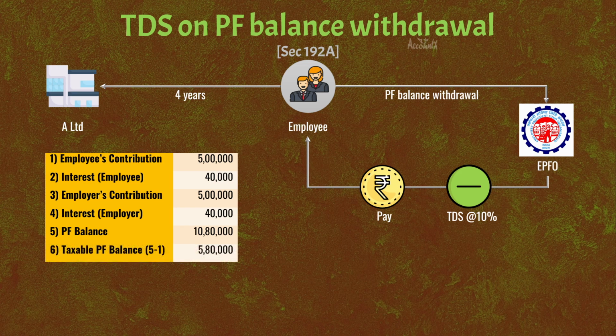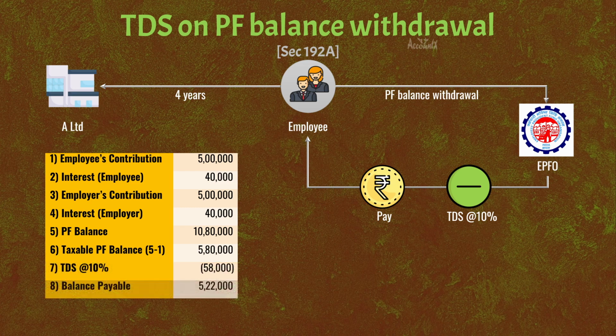Now out of this, taxable PF balance would be PF balance as reduced by your contribution, which is 5.8 lakh here. On this taxable PF balance, EPFO would deduct 10% and pay you the balance. That is 58k would be deducted as TDS and balance 5.22 lakh would be paid to you as your PF balance. Now there are two key things to remember here.